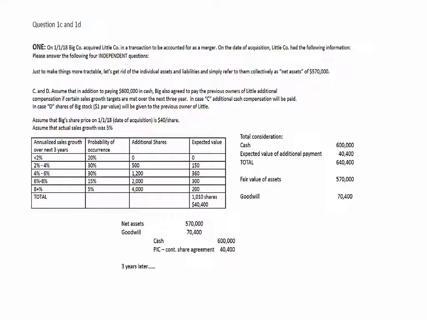Now, 3 years later, we find that the actual sales growth comes in at 5%. Looking at that table, 5% means we're going to issue 1,200 additional shares. And so we're going to remove the paid-in capital contingent share agreement, replace it with 1,200 shares of common stock at the $1 par value. The remainder of that $40,400 is paid-in capital in excess of par.